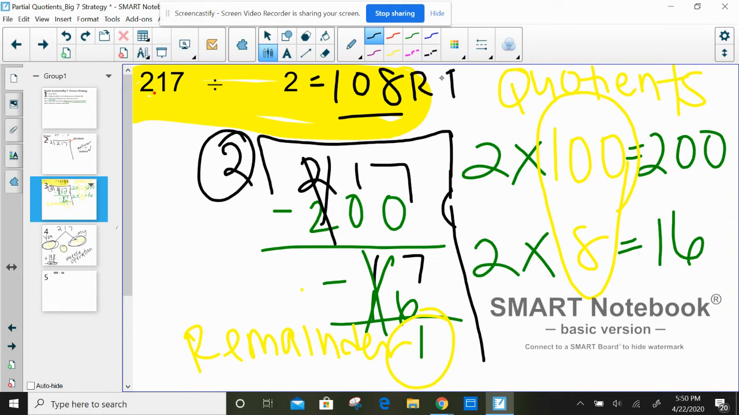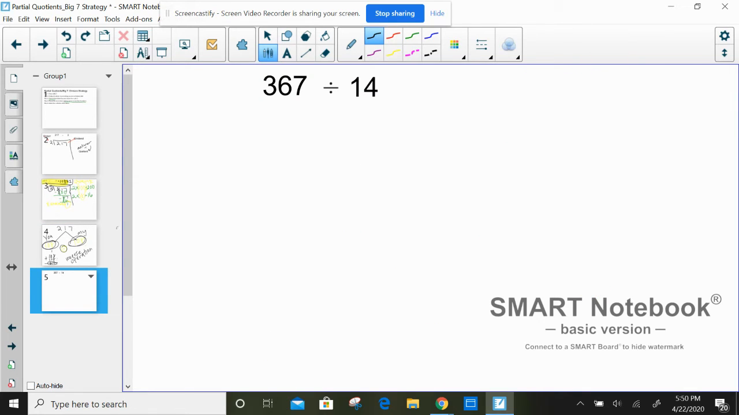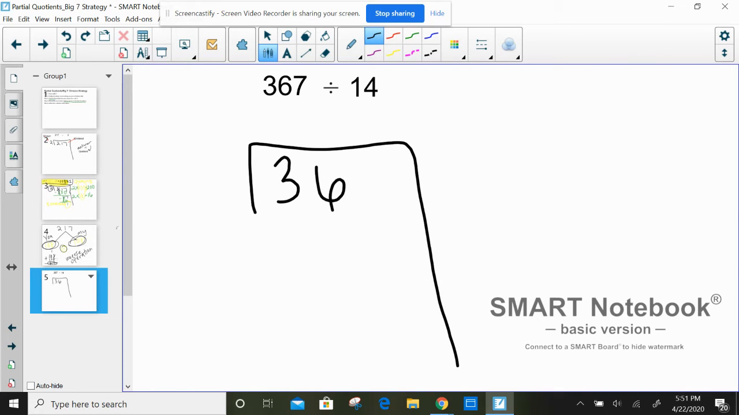Remainder 1. 108 with 1 left over. Okay? All right. We're going to do the same thing again with one more problem. So now we have a 3-digit number divided by a 2-digit number, okay? So the first step is to draw a big 7. So 367 divided by 14.